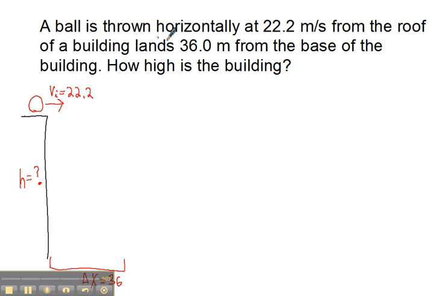A ball is thrown horizontally at 22.2 meters per second from the roof of a building and lands 36 meters from the base of that building. How high is the building?